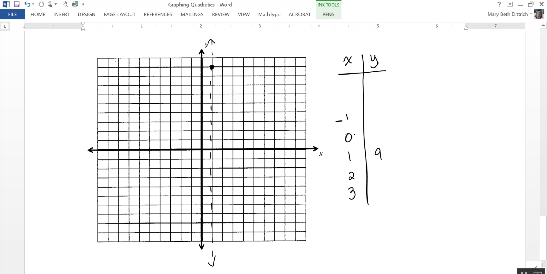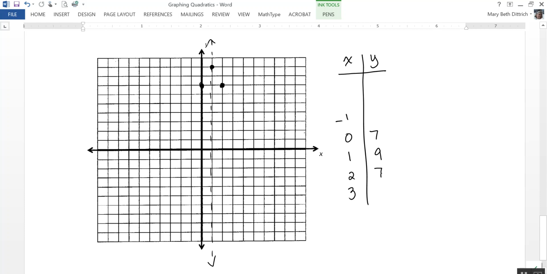Well, I know that when x is 0, that gives me my y-intercept, and I know that my y-intercept is 7, so that's going to be that point right here. I also know that it's symmetric about the axis of symmetry, so there's going to be a corresponding point over here. So that's the point 2, 7.